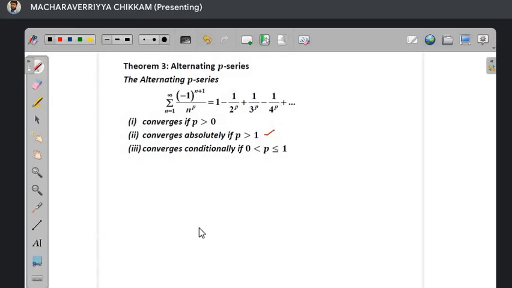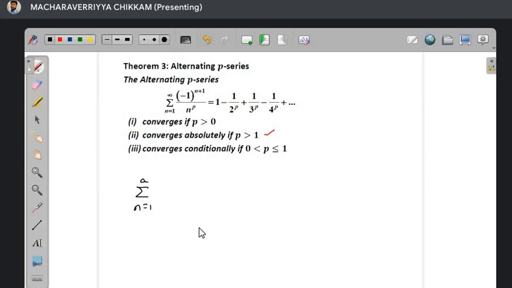If you want proof of this result, you need to show the three conditions of the Leibniz test. First, that an is positive, that's easy. And you need to show that it is decreasing, right? So you take f of x equal to 1 by x power p. With that, you can easily prove it. And then the limit of the nth term anyway becomes 0.